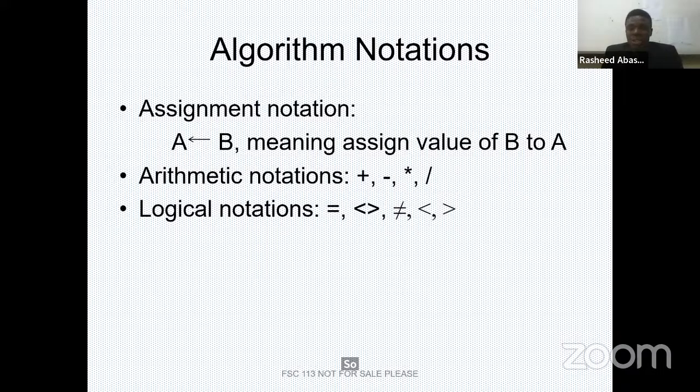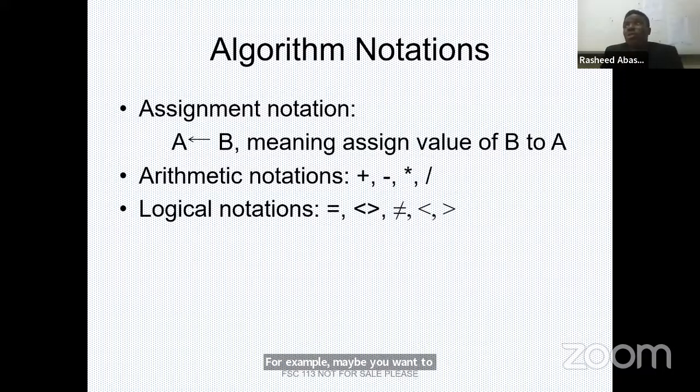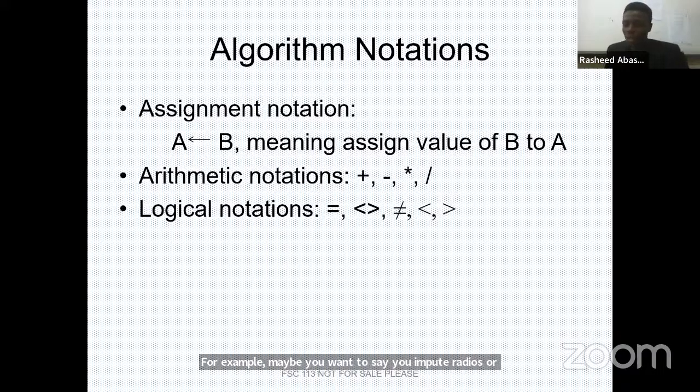So, algorithm notations. Here we are just looking at some notations that are used in an algorithm. For example, maybe you want to say you input radius, or you want to say pi is equal to 22 over 7. Pi is a constant value, and the value is 22 over 7. So there's what we call an assignment notation, all right?